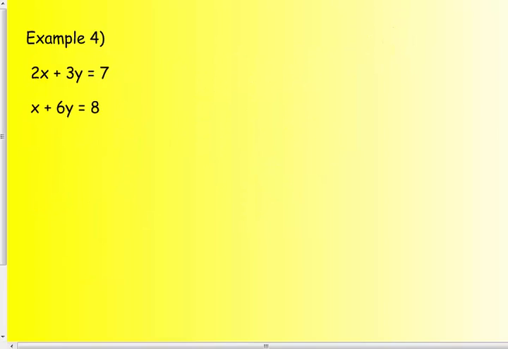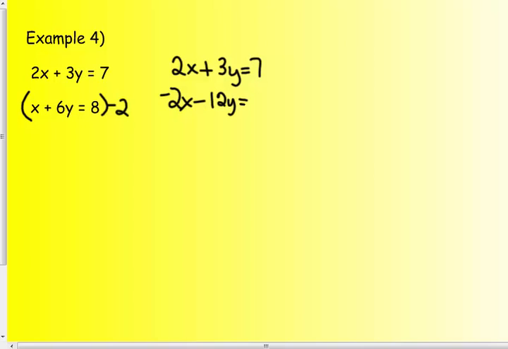Example 4. 2x plus 3y equals 7 and x plus 6y equals 8. Well, I think it's easiest if we multiply this equation by negative 2 and get the x's to cancel. So 2x plus 3y equals 7. Negative 2x and negative 12y equals negative 16. So I get negative 9y equals negative 9. Well, y equals 1.